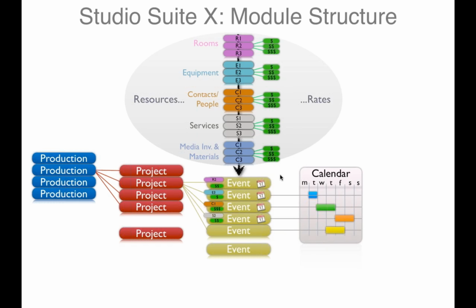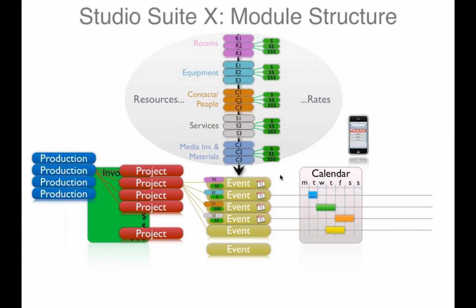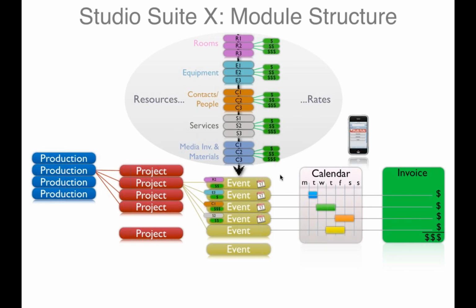So we've got a calendar here, and this is also visible on your mobile devices through either what we call Studio Suite Web Glancer on your mobile devices or through Google, which we'll get into in a little bit. And those events are also what show up on an invoice, and those invoices can get exported out to something like QuickBooks or other third-party accounting software.